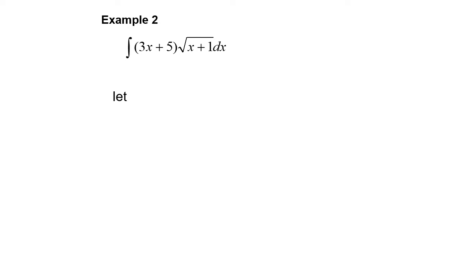First, we need to let u equal to what? The criteria is we look for the one with the index. What is the one with the index? We have x plus 1 to the power of 1 over 2, right? This square root is equal to the power of 1 over 2. So we choose u equal to x plus 1. And then what is du? Differentiate u with respect to x, we get du/dx equal to 1. So when we separate du from x, we get du equal to dx. Okay, so that is the first step.